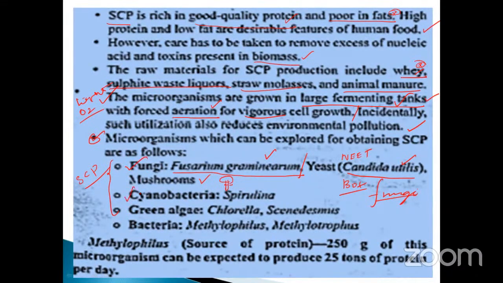And cyanobacteria, don't miss it, my dear students. Spirulina is one of the cyanobacteria, like Nostoc, Anabaena. And green algae, this is very, very important. In most cases, they ask the question: green algae, Chlorella, and also Scenedesmus.